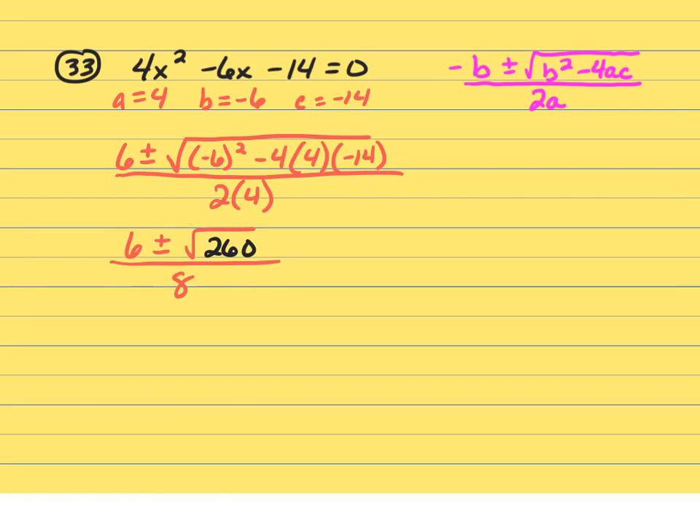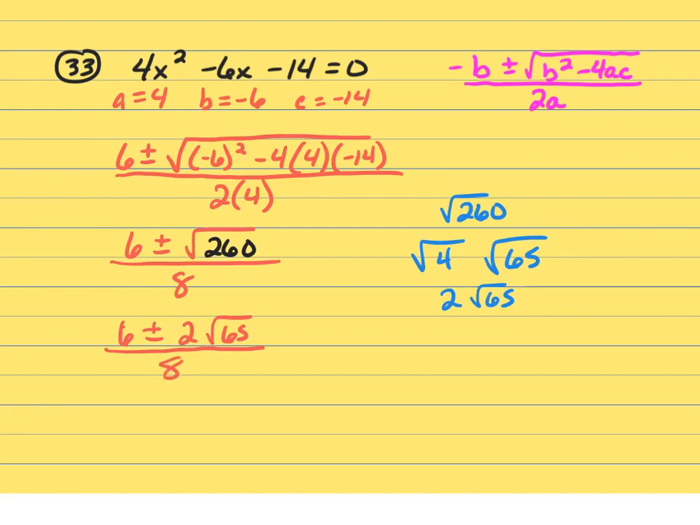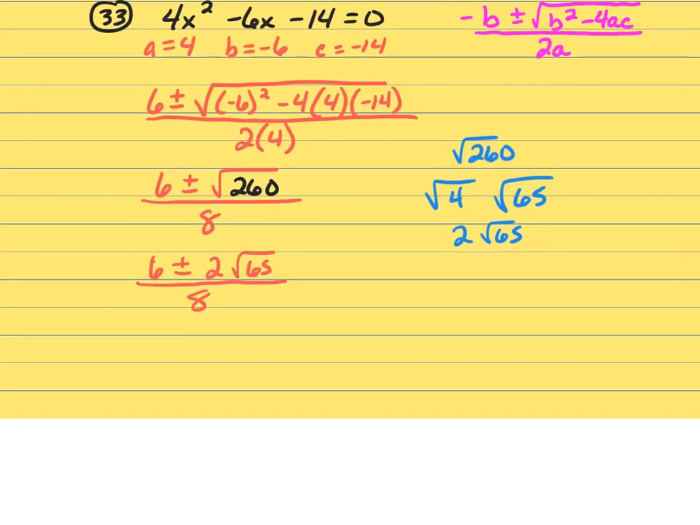So now I'm going to see if square root of 260 would break down. So I need two numbers that multiply to give me 260, and I think they are 4 times 65. And the square root of 4 is 2, square root of 65. So I'm going to plug that in over here. So I get 6 plus or minus 2, square root of 65 over 8. Now the top part, the most I can take out of 6 and a 2 square root of 65 is a 2.